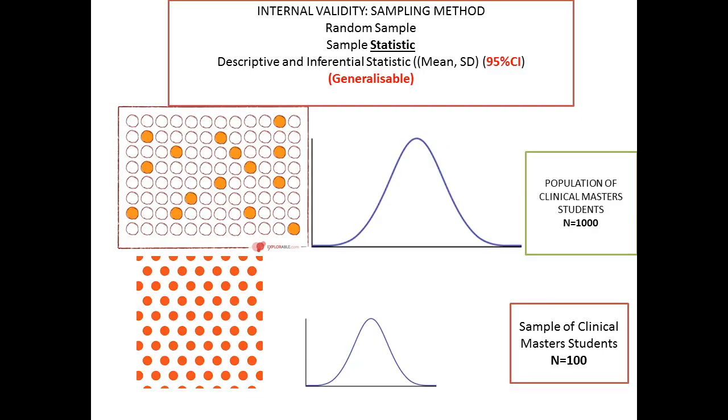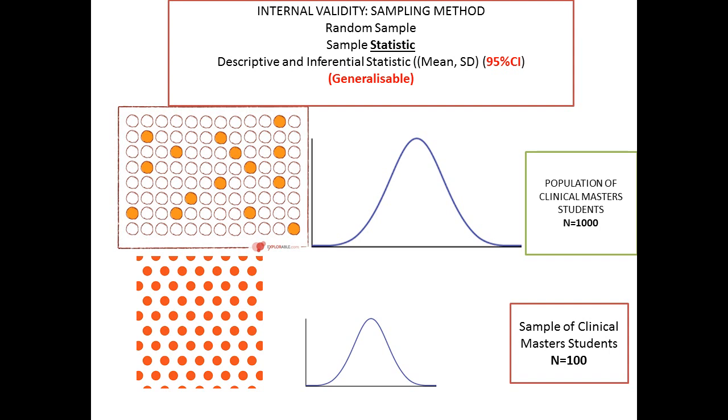Okay, coming to internal validity sampling method now. There are basically two kinds of sampling methods. One is the random sample and one is the non-random sample. So let's look at the random sample. Now, population measurements we call parameters, and sample measurements we call statistics.